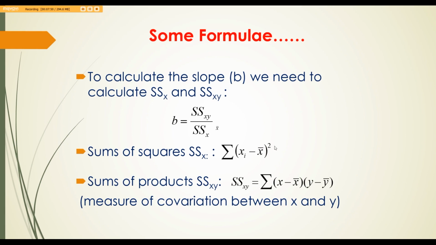And we subtract it, square it, and sum it. For the sum of products, again the same notation applies. We subtract the mean of x from the values of x, and the mean of y from the values of y, and that is the sum of products, and it measures the covariation between x and y. So we divide these and get the slope.